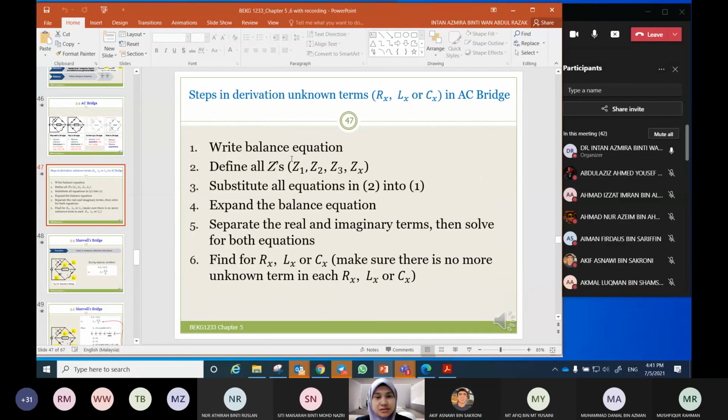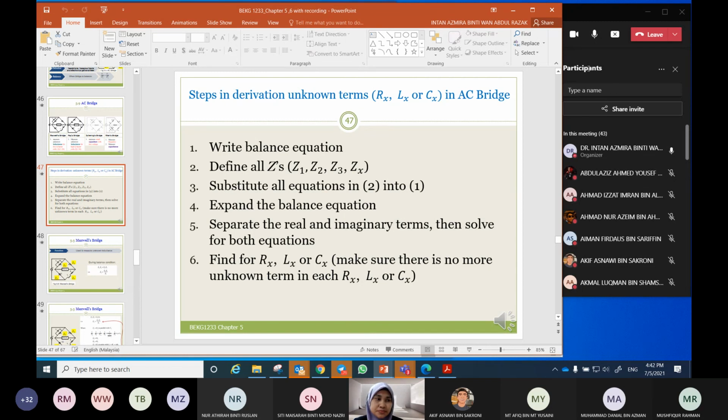This is the important step in the derivation. Because you find that it is too long. You write balance equation. You define all Z's. Substitute all Z's in the balance equation. After that, you expand the balance equation. You separate the real and imaginary terms and solve for that. And you take out the Rx, Lx, or Cx and make sure there is no more unknown term in each Rx, Lx, and Cx.